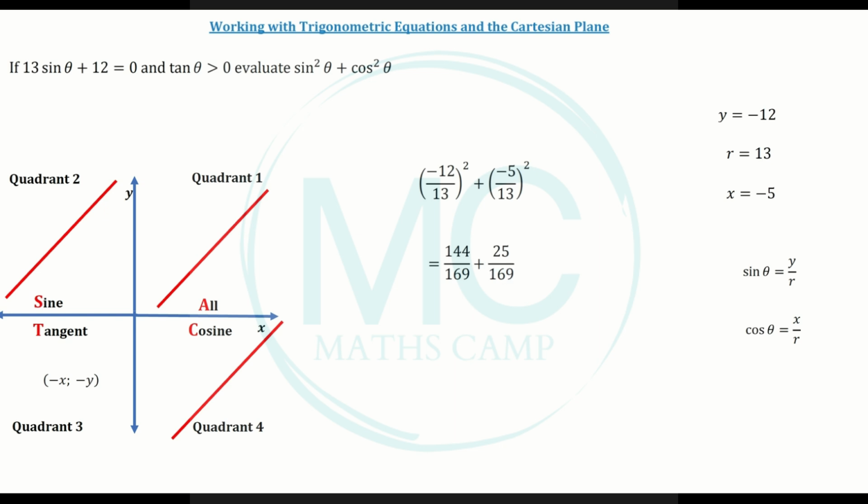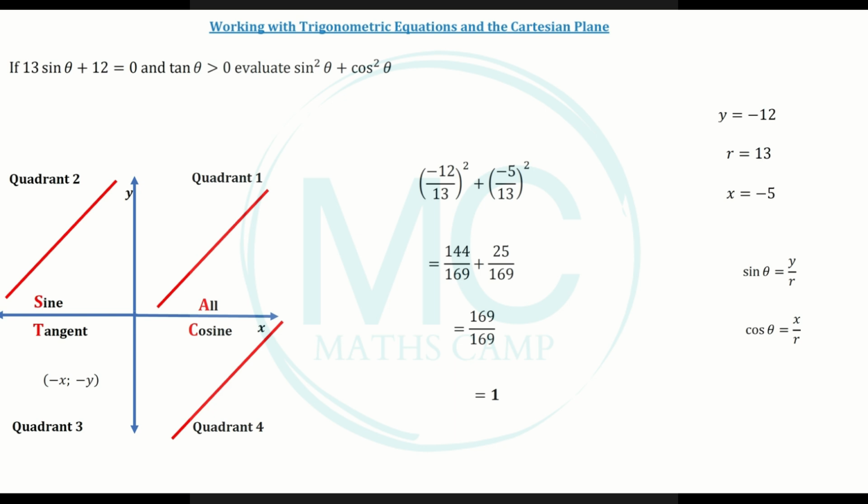Now we have two fractions with a common denominator. So now we can add them together. 144 plus 25 gives us 169 over the common denominator of 169. Now we have a fraction 169 over 169. There's the same value in the numerator and the denominator, so we know that these values will cancel and we get a final answer of 1.